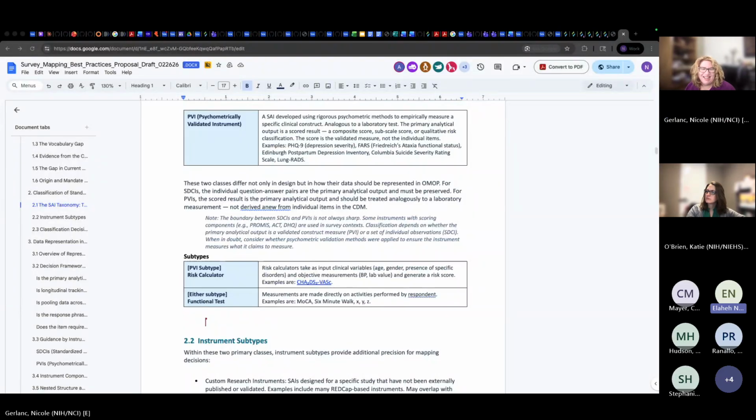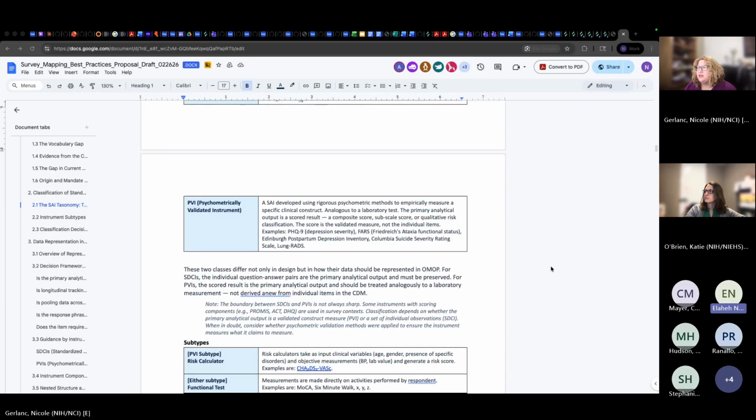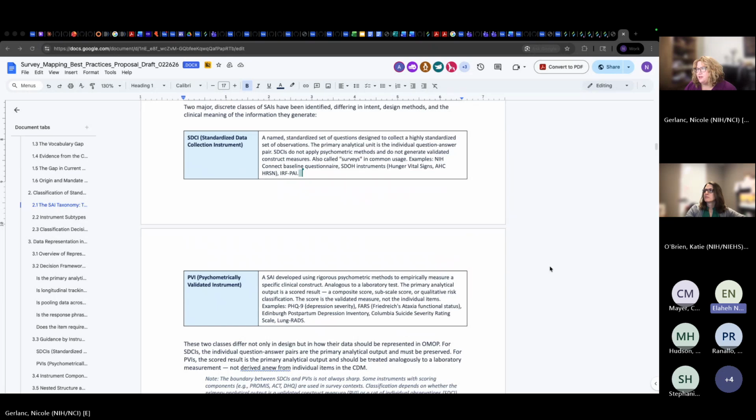Okay. Thank you. I was curious why psychometric surveys are separated. I read the text for the reasoning, but all the other areas are really the same for SDCI, except these psychometric surveys.